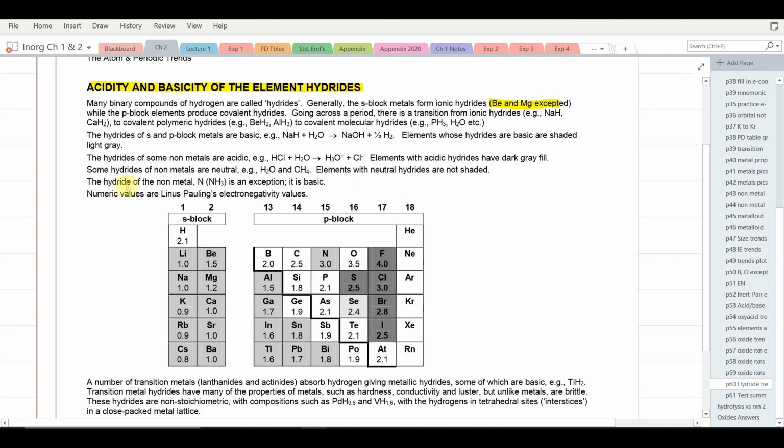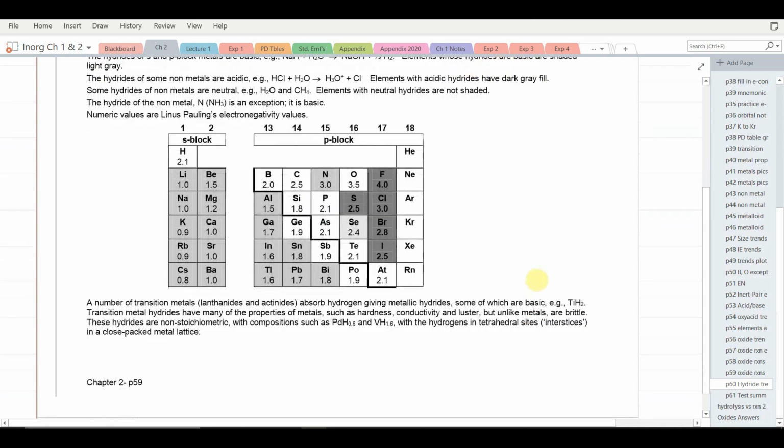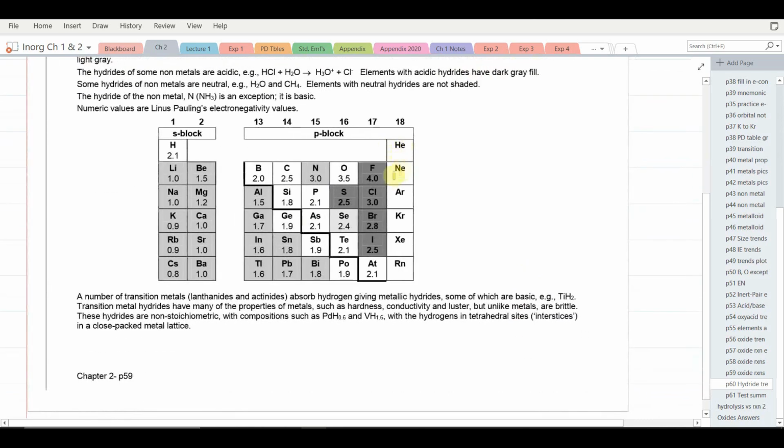Now, the hydride of the nonmetal nitrogen is an exception. The hydride of a nonmetal would typically be either acidic or neutral, but in fact, in the case of nitrogen, it's basic. There are no hydrides of the noble gases at all. What about the transition metals?